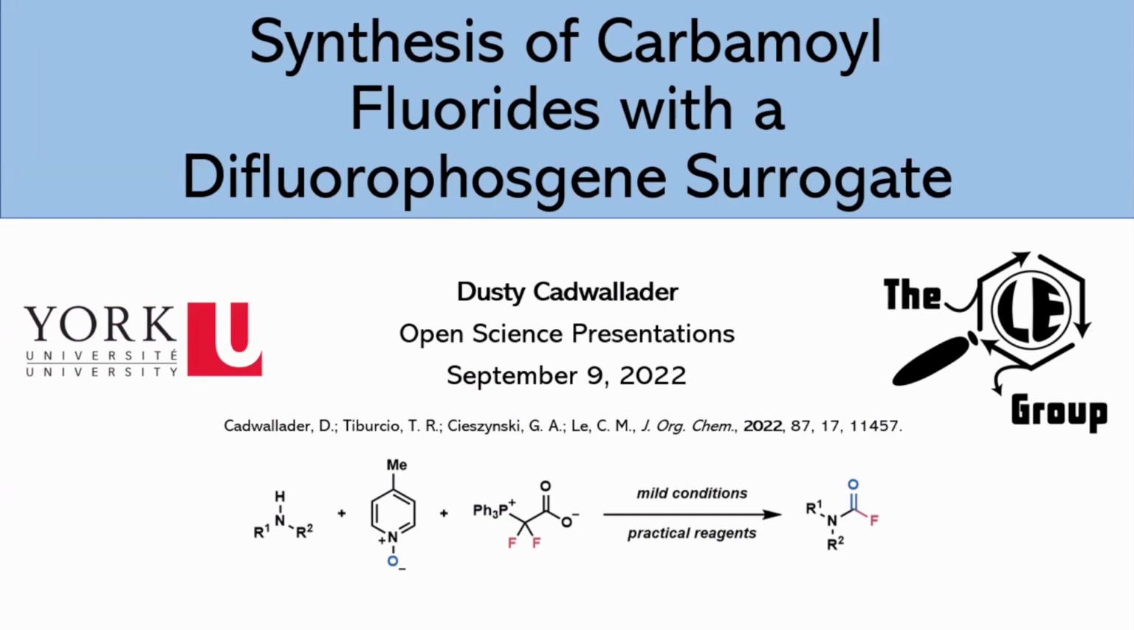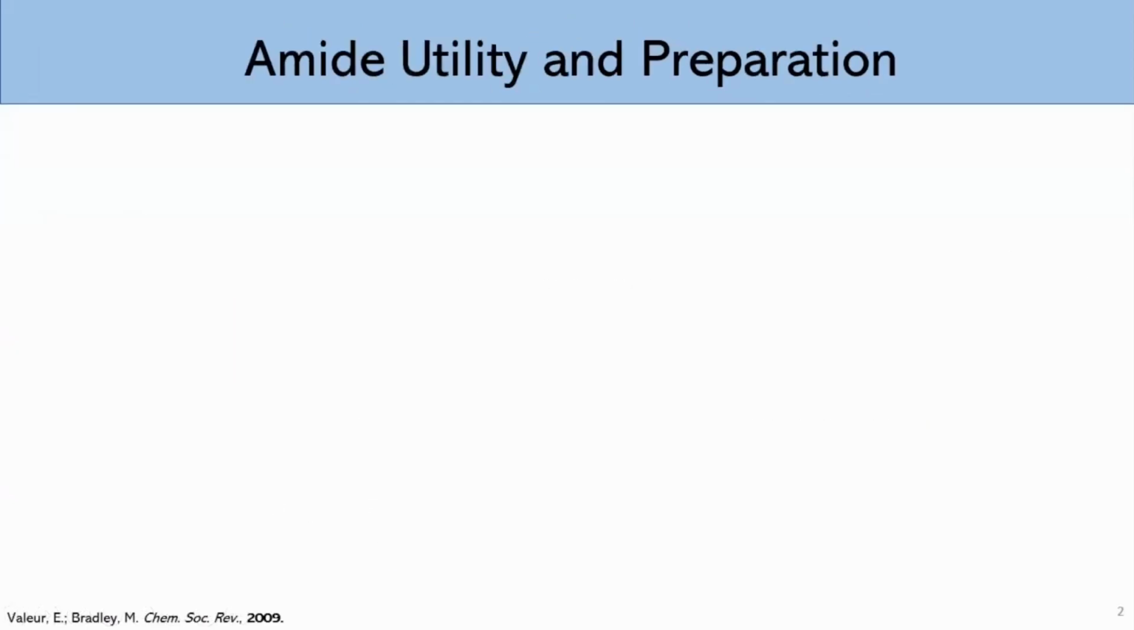So I have a sneak peek reaction scheme at the bottom of the title slide. You might notice the carbamoyl fluoride moiety here. It looks like an amide, except instead of your typical acyl functionality, you have just a simple fluorine atom. So it looks like an amide, and you can probably guess that you can form an amide from such molecules, and you'd be right. So to get started, I want to talk about amide utility and their typical preparation.